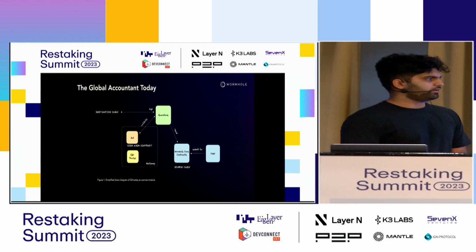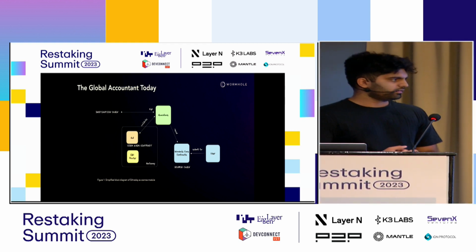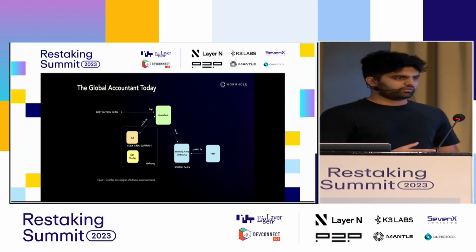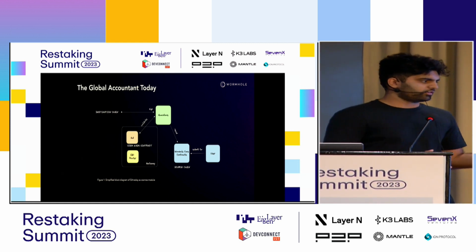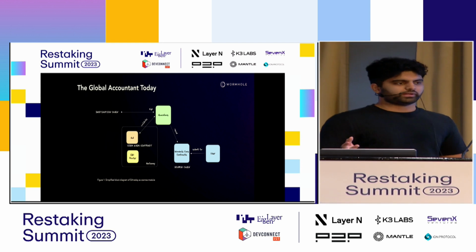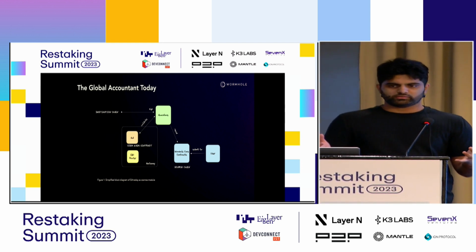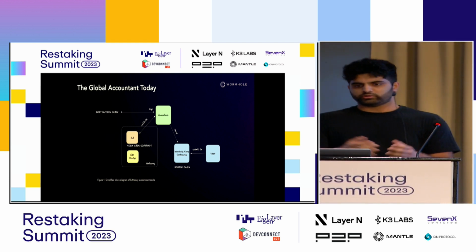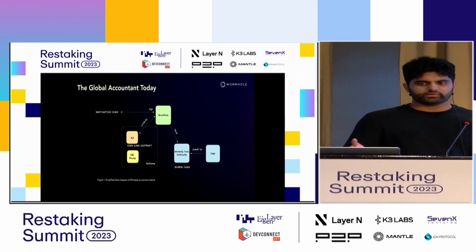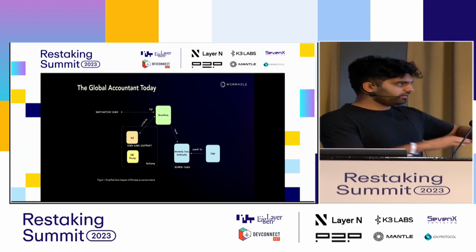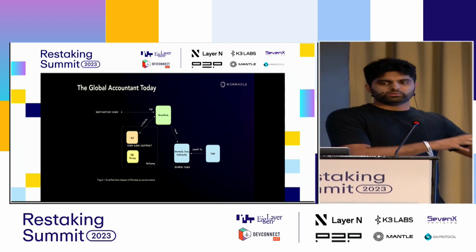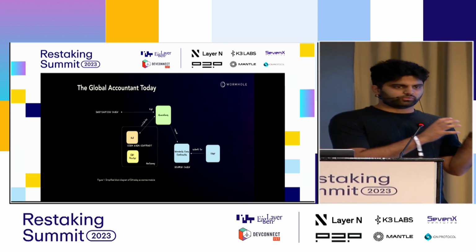So what does the global accountant architecturally look like today? A user will submit a transaction, either through some application-specific logic or through the Wormhole core contract, and the guardians will pick up that message and attempt to validate it. They'll sign it. There'll be 13 different SecP signatures on it if it's a valid message, and then it'll be relayed to the destination chain. Right? But in this model, it actually goes through the global accountant first. So it routes those messages through the global accountant.